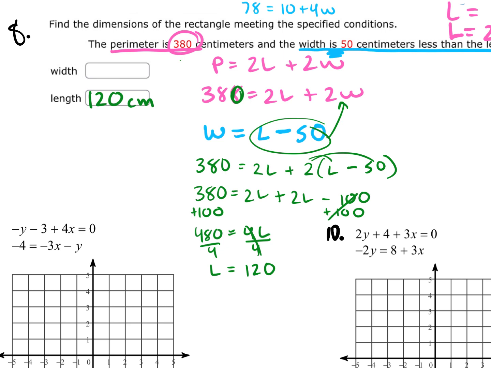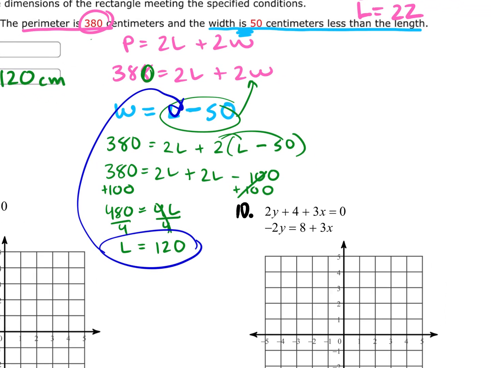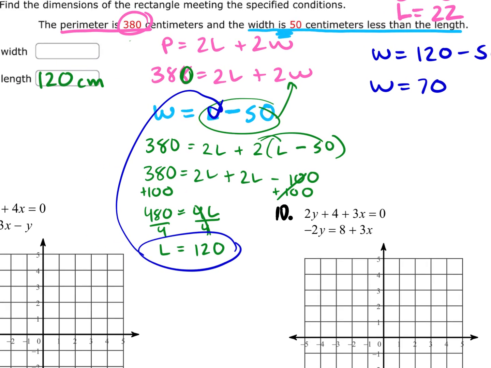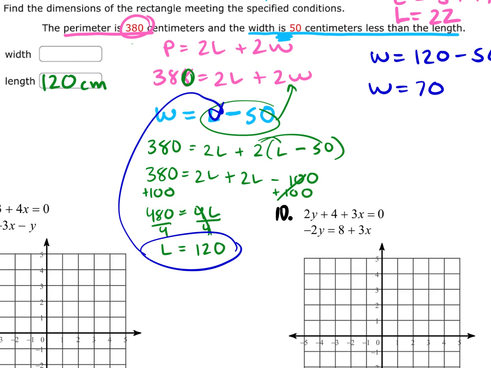Now we're going to plug that into our second equation. Perfect. You can plug it into either one. I would suggest plugging it into the one that's easier. Just make sure you plug it into the right variable. So W is equal to 120 minus 50. So W is equal to 70. So width is 70 centimeters.